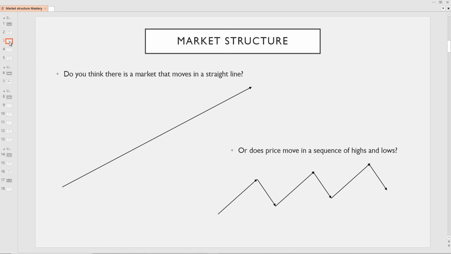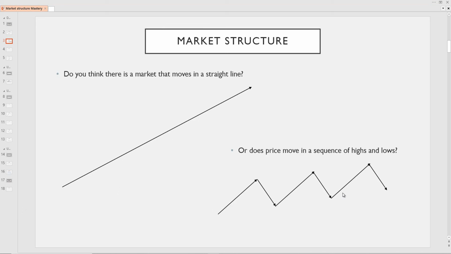All right. So little question for you. Do you think that there is a market that moves in a straight line like this? Probably not. Maybe Bitcoin, who knows? But even Bitcoin, if I jump on a chart, even when it's strongly pushing to the upside on the weekly time frame, like this big exponential move, if you jump on the hourly time frame, it's going to be creating this sort of structure.